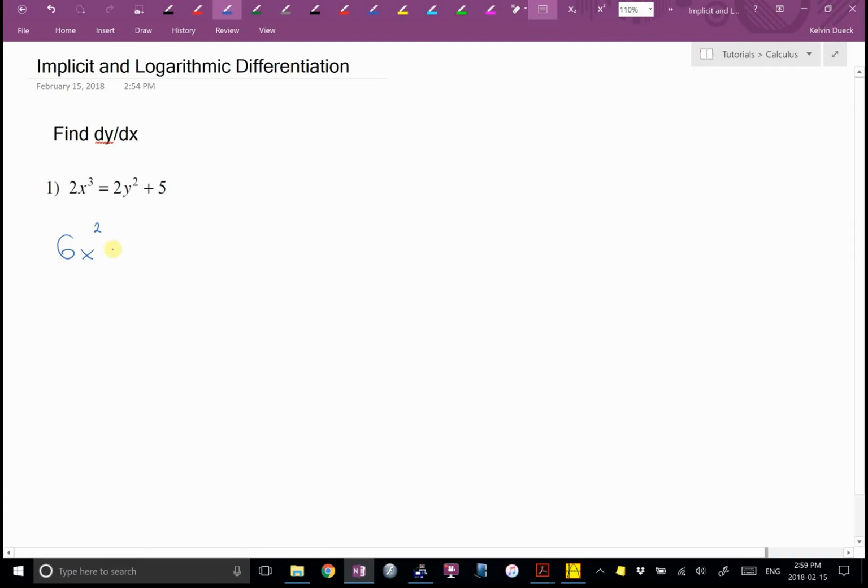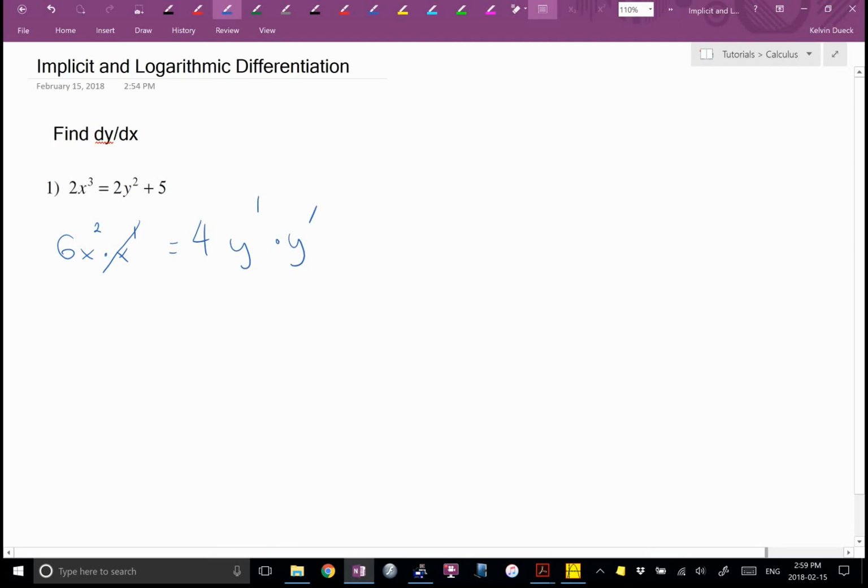So it really is times x prime, except what's x prime? 1. I'm going to leave that there and then cross it out just to let you know that we did actually do that. What's the derivative of 2y squared? It's going to be the same procedure. We move the exponent to the front. There was already a 2 there, so I'm going to get 4. I'm going to subtract 1 from the exponent. I rewrite what's inside times the derivative of what's inside.